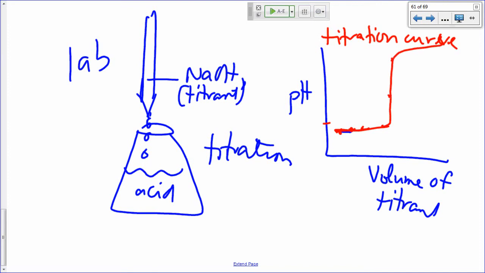Okay? So if you use a pH meter in the lab for titration, it's a very good way to determine what's called the equivalence point. The equivalence point in this case would be at pH 7, okay, for a strong acid, strong base. So this is what you would call your equivalence point, where you have a 1-to-1 ratio of H plus and hydroxide mixed.